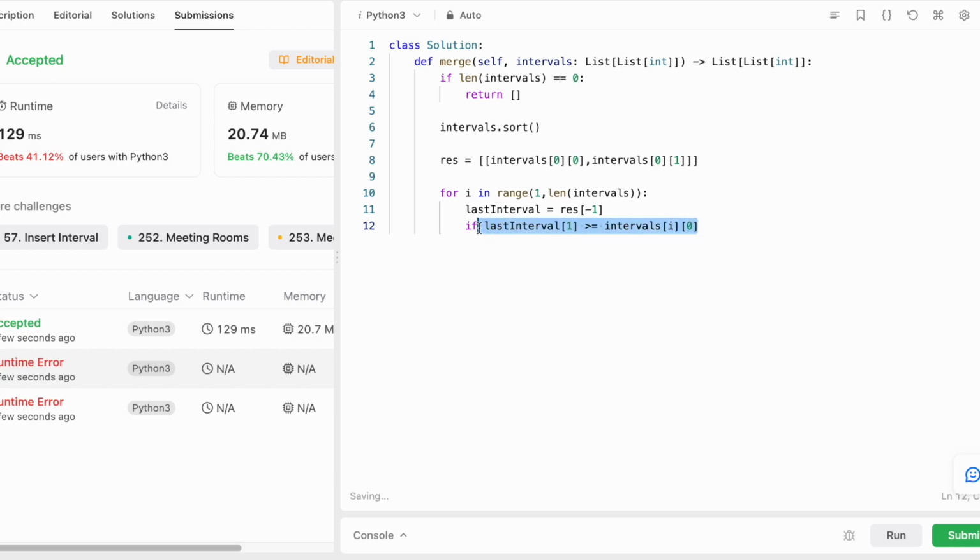and the reason this is enough is because we are iterating through the intervals in sorted order. So we know the last interval, if we have two intervals AB and CD, then last interval is AB, then A is always going to be smaller than C. So we already have A smaller than C, so we only need that B will be bigger than C. So that's enough to check that. If that's the case, then we want to merge the intervals.